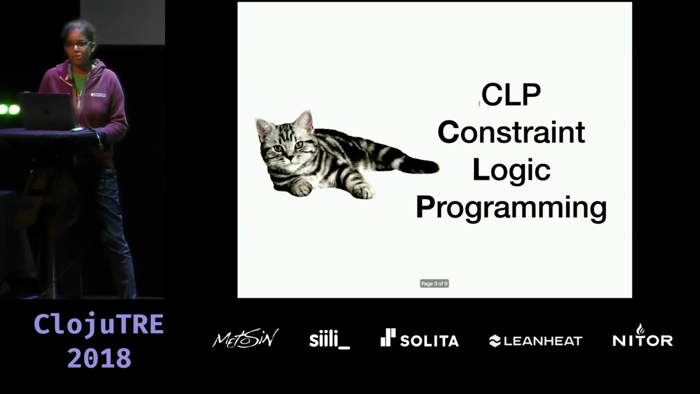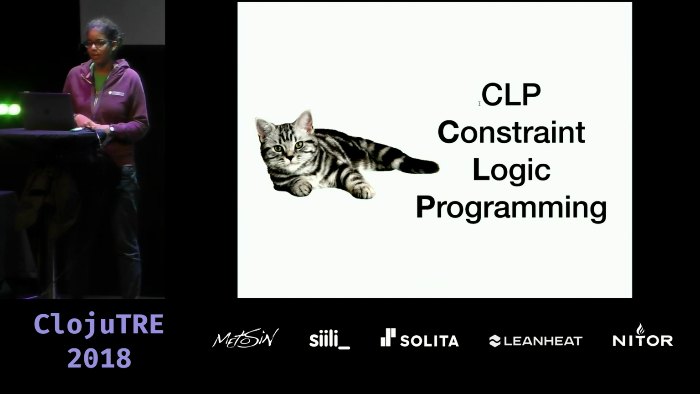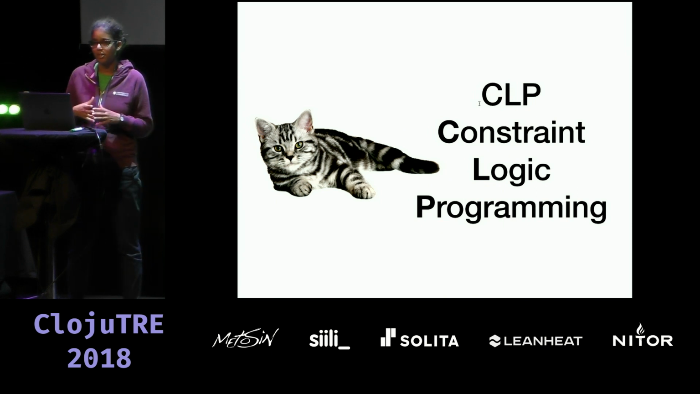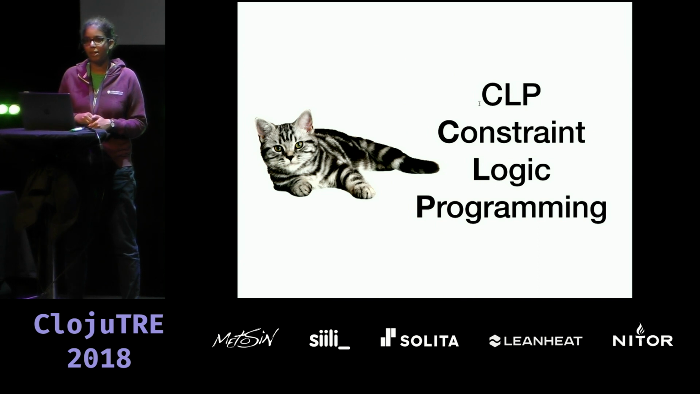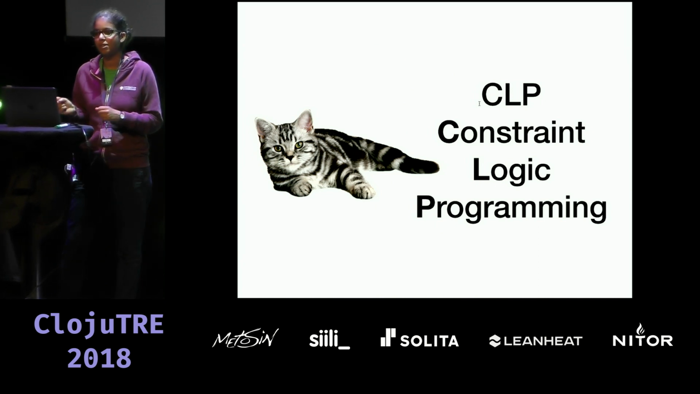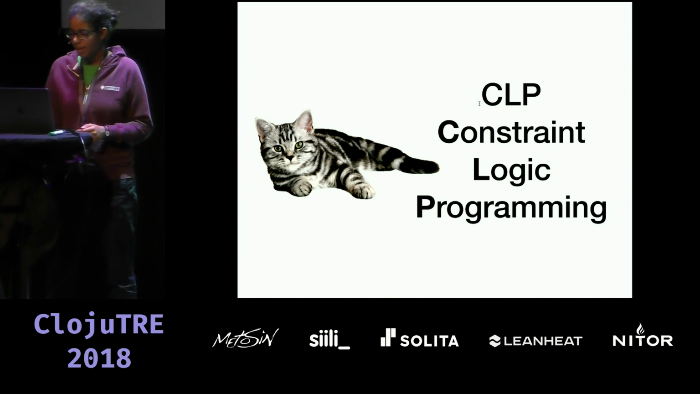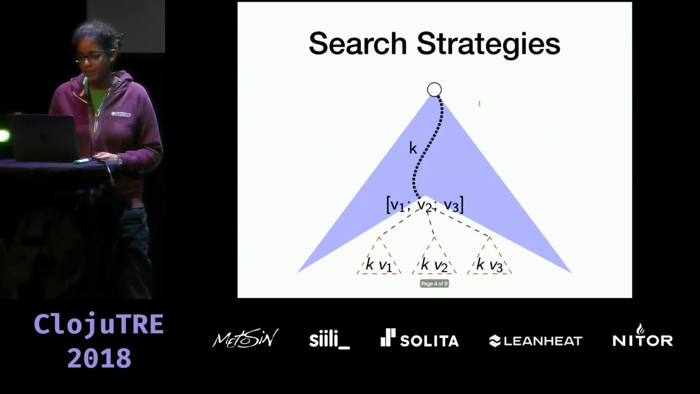And then the CLP, which you might know from core.logic, is constraint logic programming. And here in particular, we will stick to the relational subset, where we want everything to be pure and just programming by specifying relations instead of functions. And we will do a lot of coding.